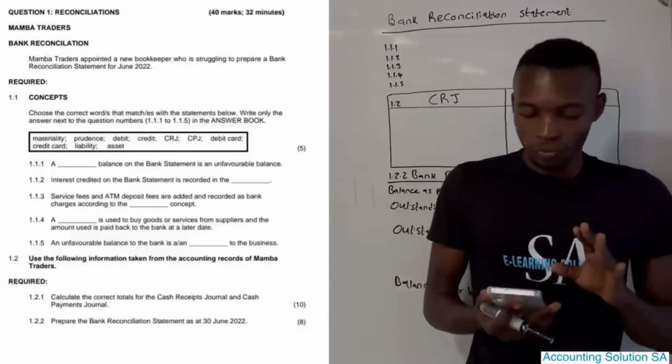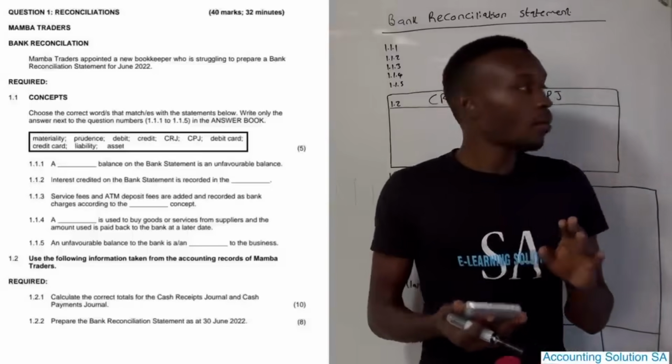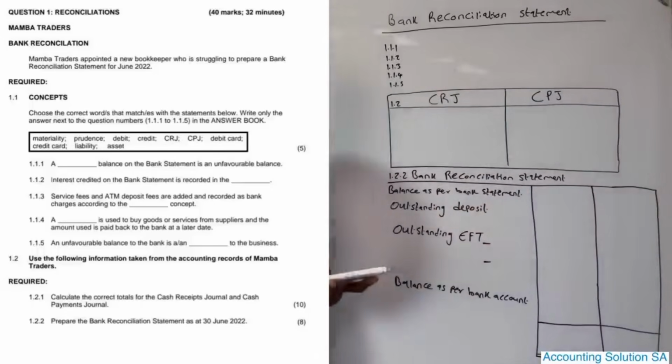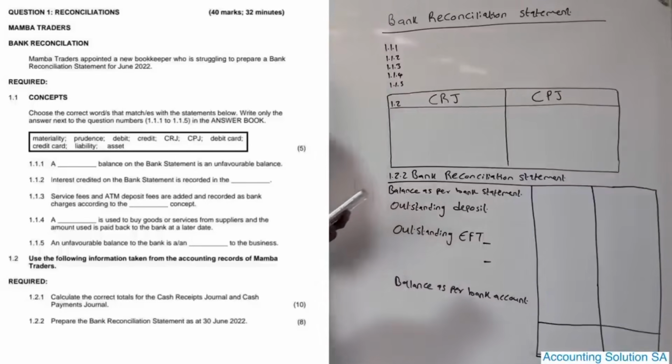Before we prepare our bank reconciliation statement and cash receipts and payments, we have some questions that we have to go through quickly. Bank reconciliation: Mamba Traders appointed a new bookkeeper who is struggling to prepare the bank reconciliation statement for July 2022. Question 1.1: choose the correct word. We are given all the correct words.